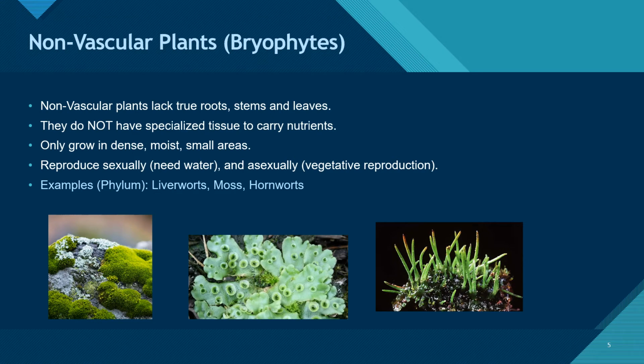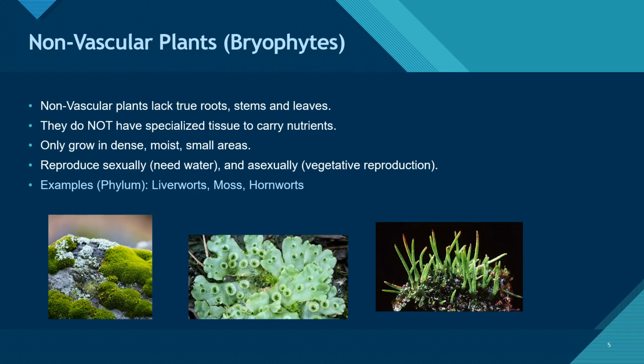Now we have to start breaking down the different phylum, just like we did for the other kingdoms. The first one is non-vascular plants, or bryophytes. That means they don't have vessels like other plants do. They're non-vascular, and these plants lack true roots, stems, and leaves. They don't have specialized tissue to carry nutrients for them. These specialized tissues are xylem and phloem, and these plants don't have that. We'll learn a little bit more about them later on.